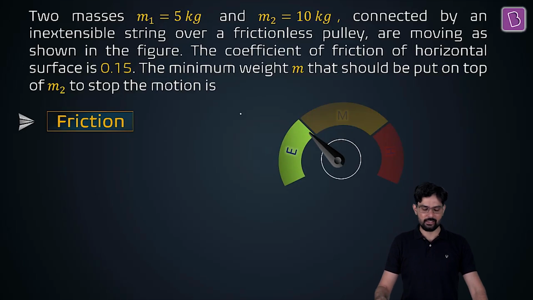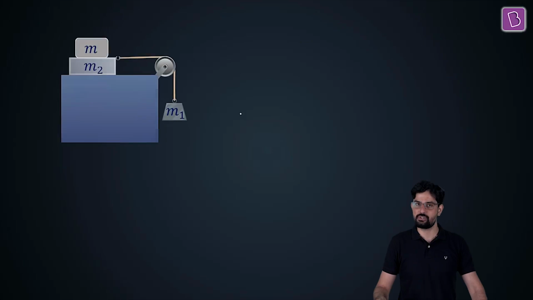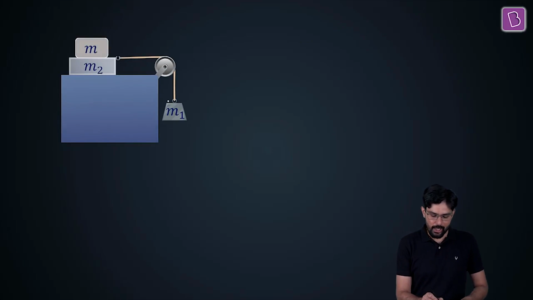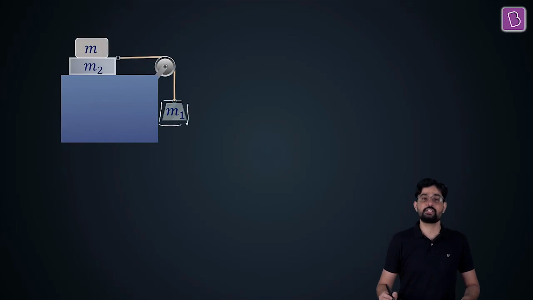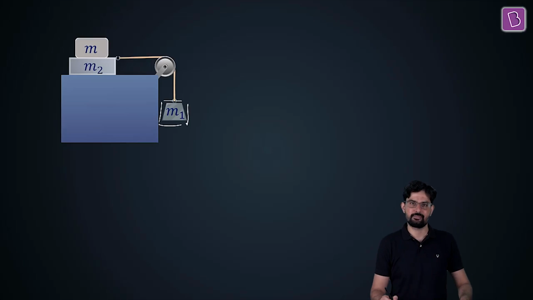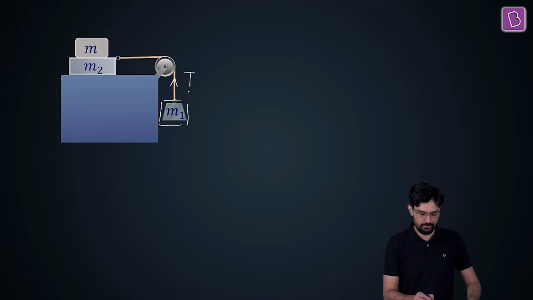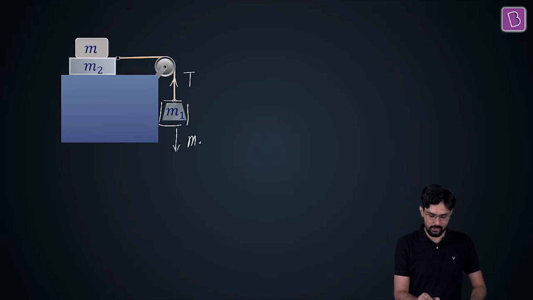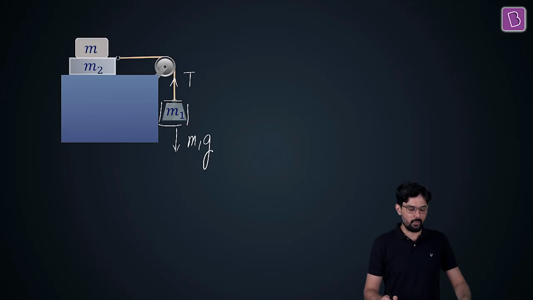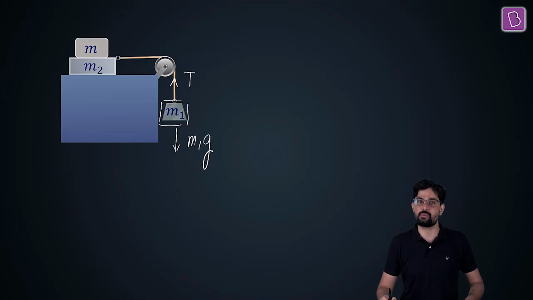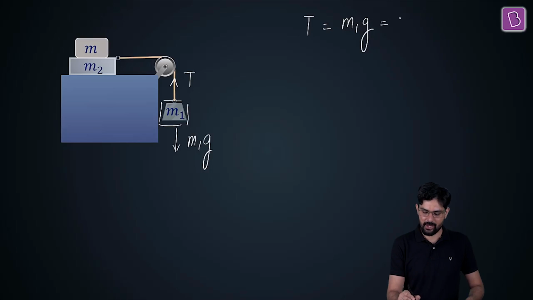Now, how do you proceed in solving this one out? Well, first let's focus on the block M1. Let's assume that the tension in the string is some T. So the tension is pulling this block in the upwards direction and the force of gravity is acting on it downwards. And when this block is not accelerating, then you can see that tension must be equal to M1 into g, right? M1 is 5, so this is going to be 50 Newton.